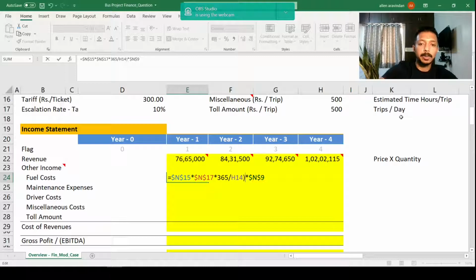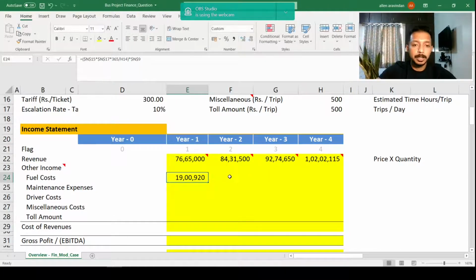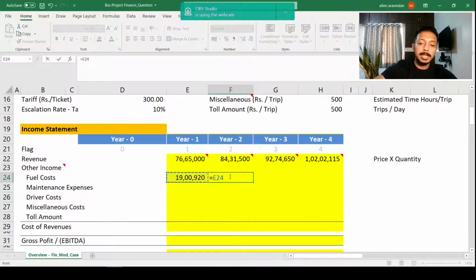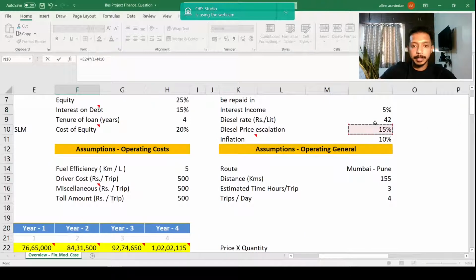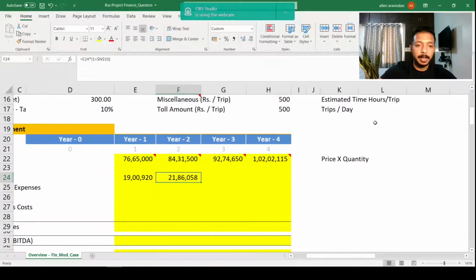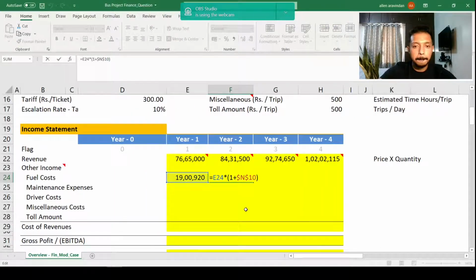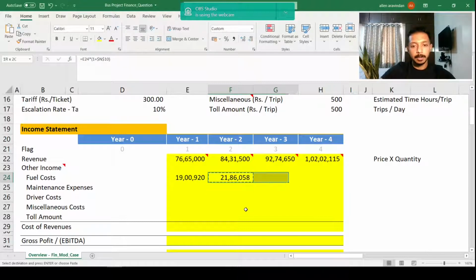Do make sure that whenever you're doing such calculations, use appropriate brackets to avoid any calculation mistakes. Even though it was not required out here, we've still used it to keep that as a habit, right? Now, diesel price escalation rate, I have taken it as 15%, right? So put that dollar sign over there. There you go. Now, the fuel cost would have increased also if the quantity had increased. But in our model case, we have not assumed that the number of buses or the distance traveled increases. We are not increasing trips either, right? And then drag that across to the right.